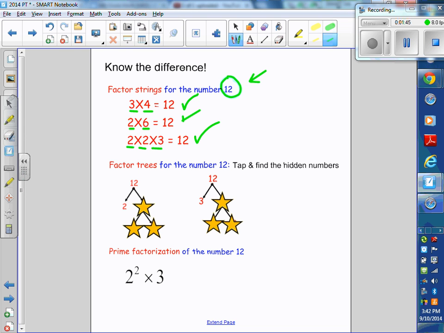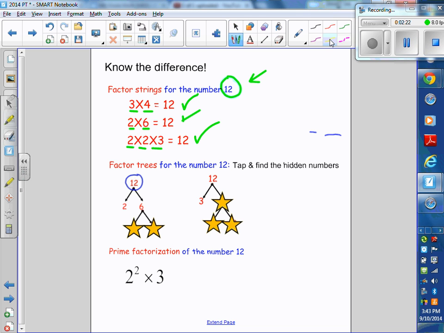A factor tree you might have done in elementary school. A factor tree is where you take the desired number 12, for example, and find two numbers that multiply to give you 12. So behind that star is the factor pair of 2 that times to give you 12. Hopefully you guessed 6. So now, I bet you get the idea.